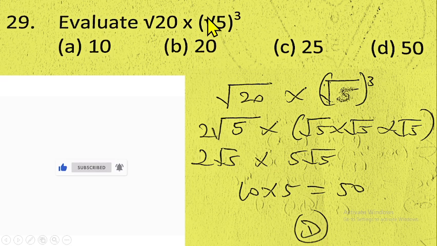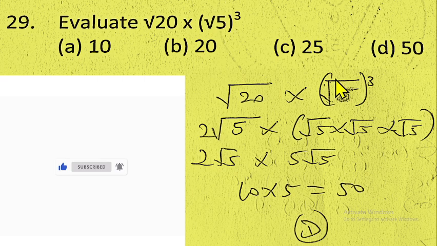Now evaluate root 20 times root of 5 cubed. This question is on surds as well. So we have root 20 times root of 5 cubed. We can simplify root 20 further. That will be root of 4 times 5. And what is root 4? That is 2. Then that's what we have in here, 2 root 5, times root 5 cubed. That means root 5 in 3 places: root 5 times root 5 times root 5. Root 5 times root 5 gives 5, so that will be 5 root 5. So we are now having 2 root 5 times 5 root 5. 2 times 5 will give us 10. Root 5 times root 5 will give us 5. So 10 times 5 will give us 50. And option D is the correct option for question number 29.